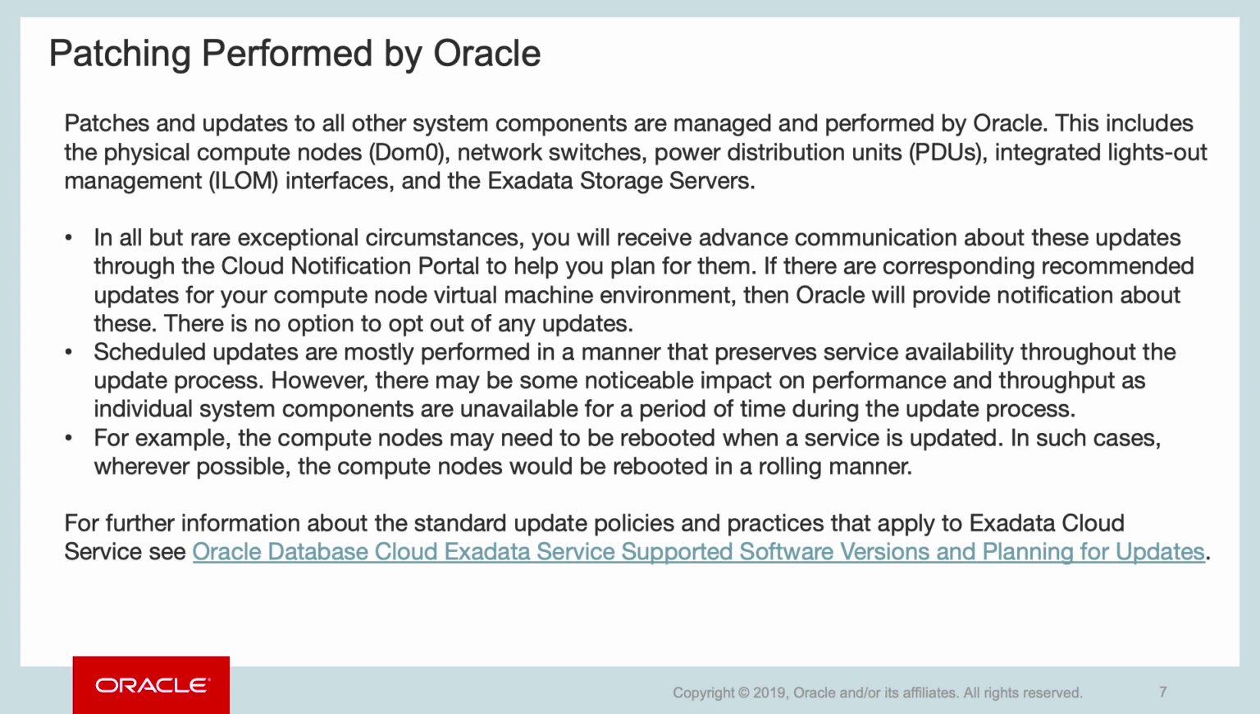Scheduled updates are mostly performed in a manner which will preserve your service availability throughout the update process. There could be some noticeable impact on performance and throughput as individual system components are unavailable for a period of time during the update process. For example, a compute node may need to be rebooted when a service is updated. In such situations, the compute node would be rebooted in a rolling manner. That way, it will make sure your services are not completely affected. More details around update policies and practices are highlighted in this link, which you can go through.